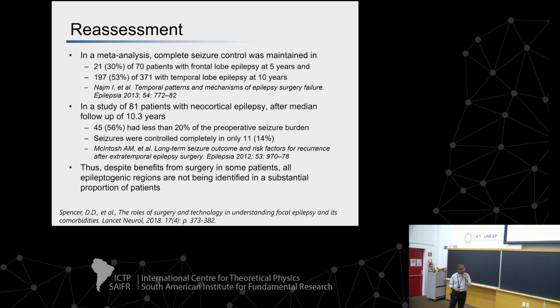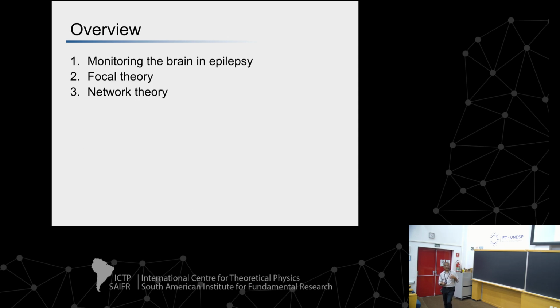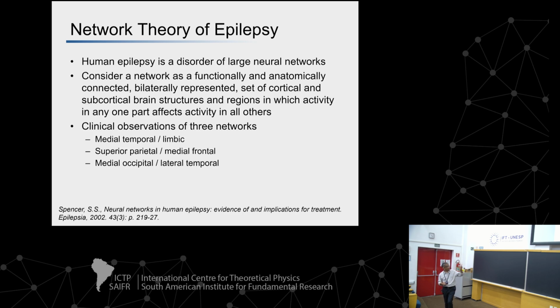Despite the benefits from surgery, in some patients, all the epileptogenic regions are not being identified in a substantial portion of the patients. And that gave rise to the network theory, if you wish. This network theory came out of my postdoc mentor, Susan Spencer, and her paper of 2002. Essentially, Klaus had some of this in his slide yesterday.